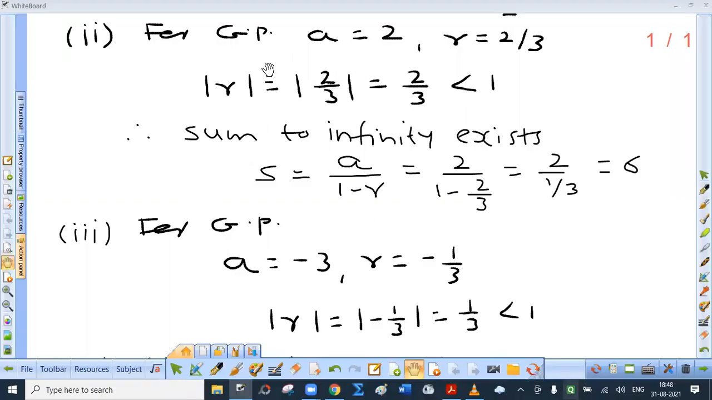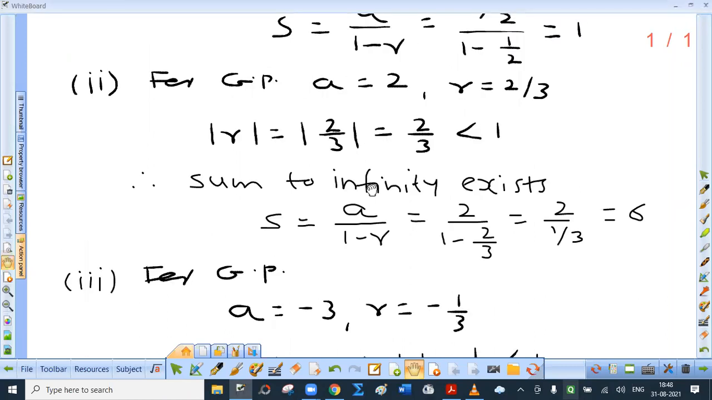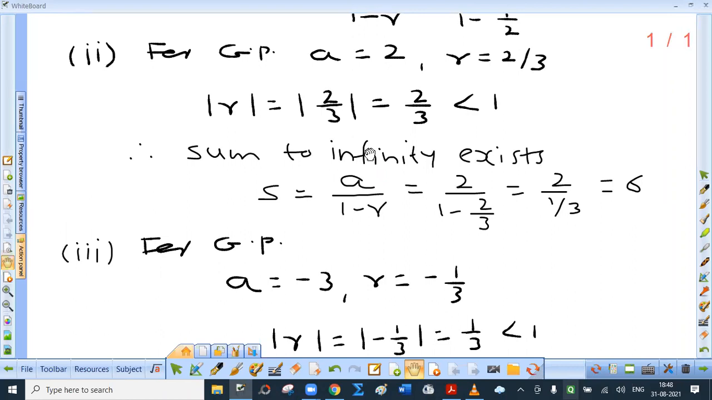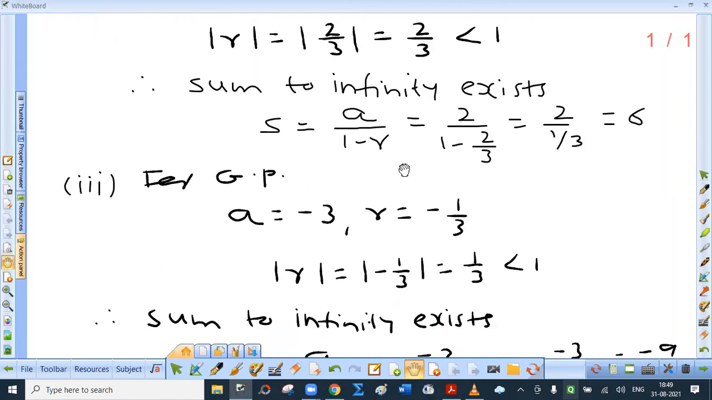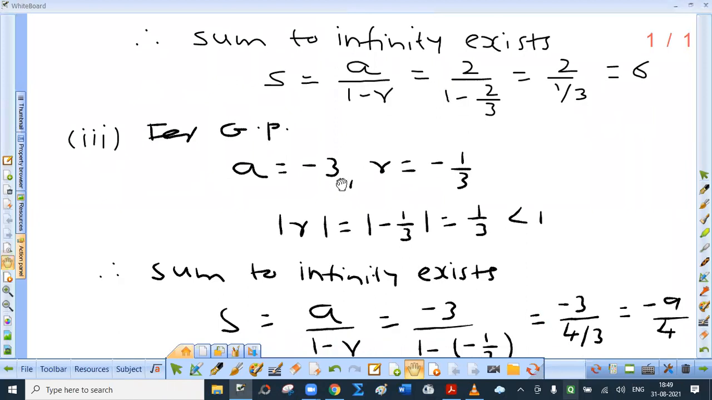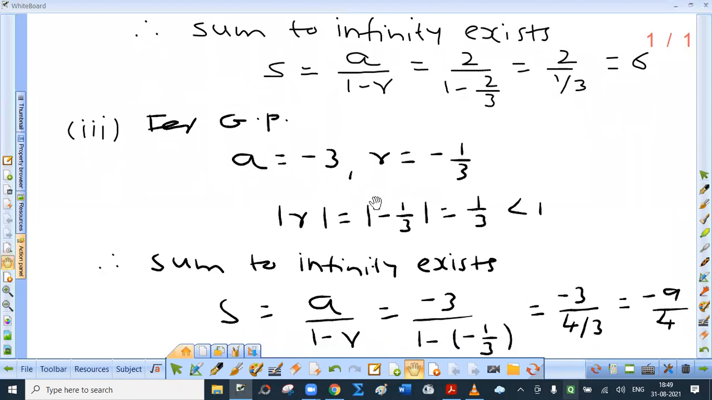So second, what is first term? 2, common ratio 2 by 3, modulus of common ratio less than 1. So sum to infinity exists. Use the formula, substitute the values to get 6 as the answer. Okay. Now third one, for this GP, first term is minus 3, r is minus 1 by 3.